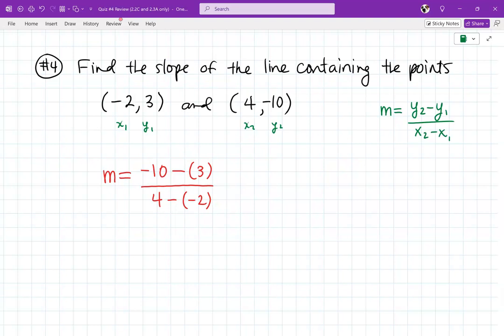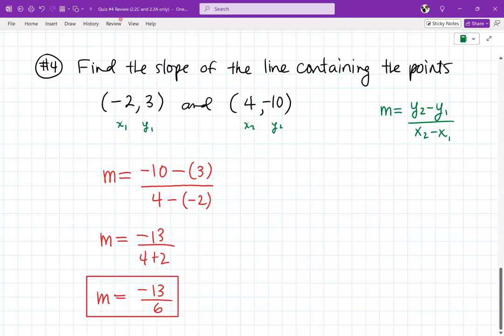Okay, so let's go ahead and simplify this. That's going to be a negative 13. That's a 4 plus 2. So my slope is negative 13 over 6. Okay, and that's my answer. If I were to draw this line, which direction would it be going? Uphill or downhill? It is downhill, right? It would be going down 13 units and then to the right 6 units to find the next point. And then 13 units down, 6 units to the right to find the next one, etc. So that's how you find your slope.